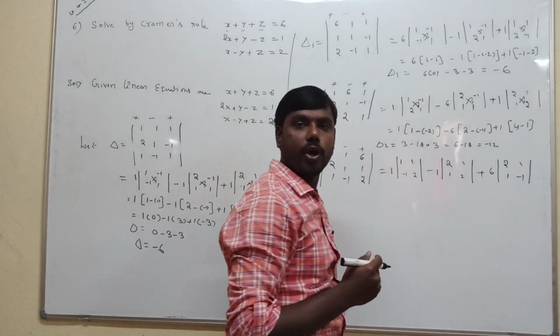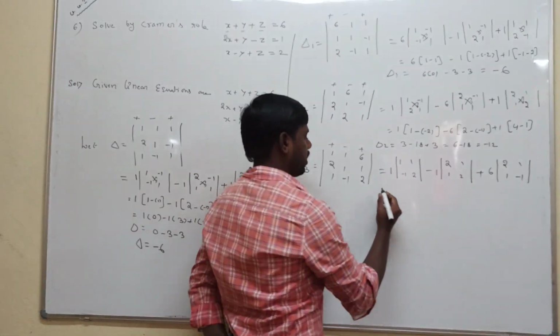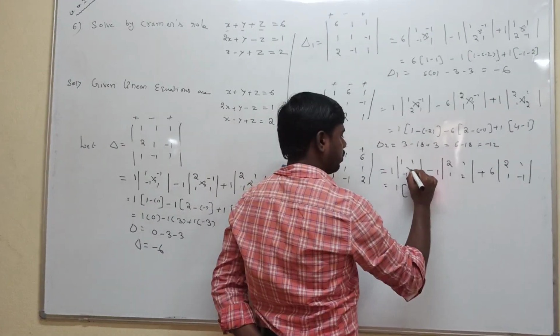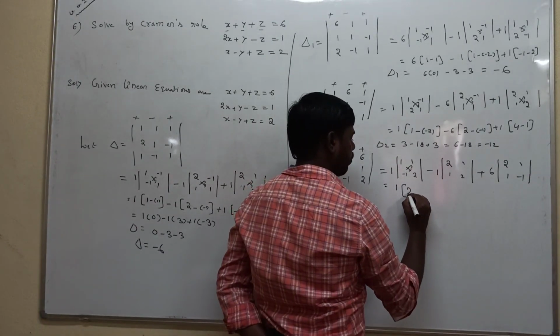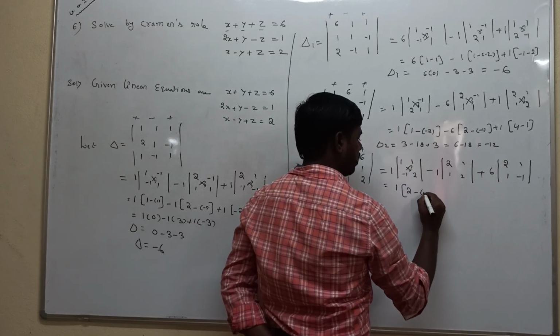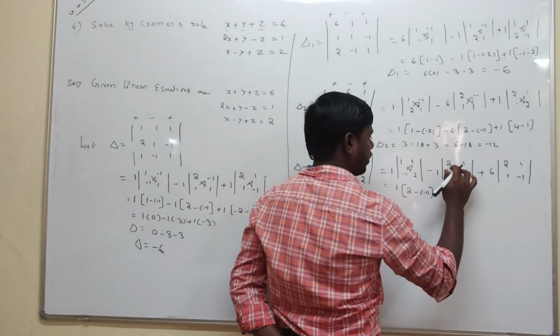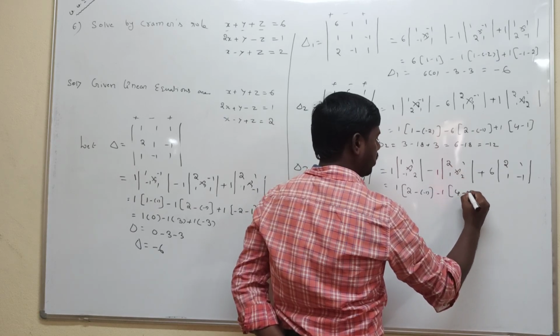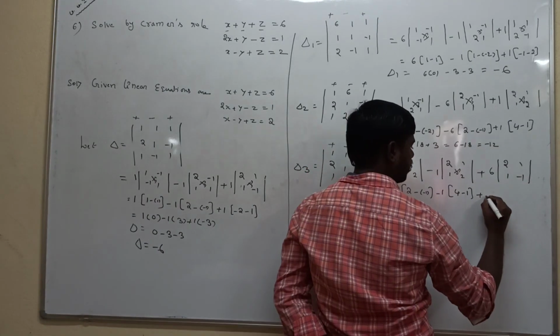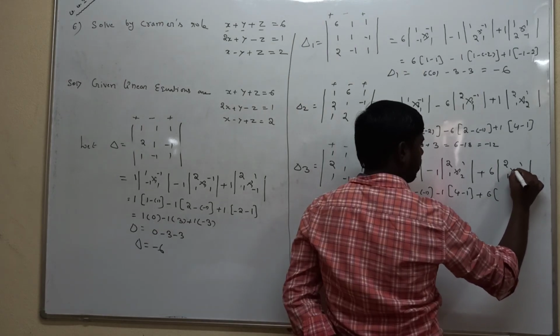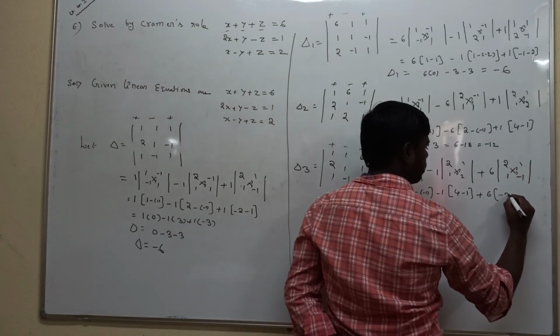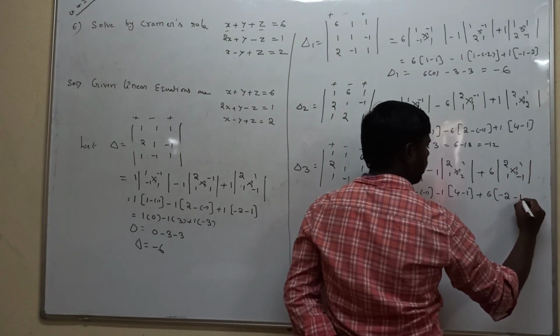Now which method are we applying? Cross multiplication method. So 1 into, cross multiplication, 1 into 2 is 2, minus, minus 1 into 1 is minus 1, minus 1 into, here also applying cross multiplication, 2 into 2 is 4, minus 1 into 1 is 1, plus 6 into, applying cross multiplication, 2 into minus 1 is minus 2, minus 1 into 1 is 1.